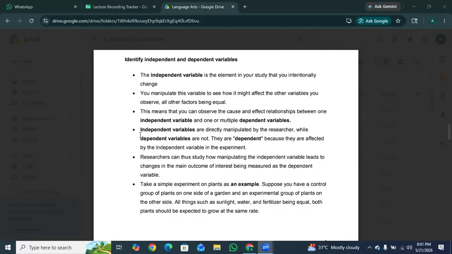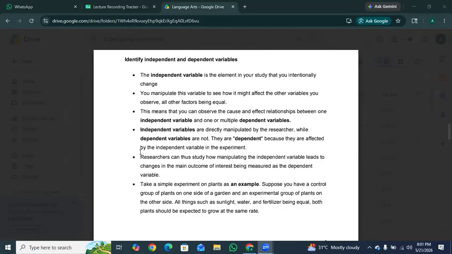Whereas the dependent variables, independent variables are directly manipulated by the researchers, while dependent variables are not. They are dependent because they are affected by the independent variable in the experiment. Researchers can thus study how manipulating the independent variable leads to changes in the main outcome of interest being measured as a dependent variable. So basically, dependent variable is, you can simply say, the outcome or the effect, like the thing you measure or observe at the end.